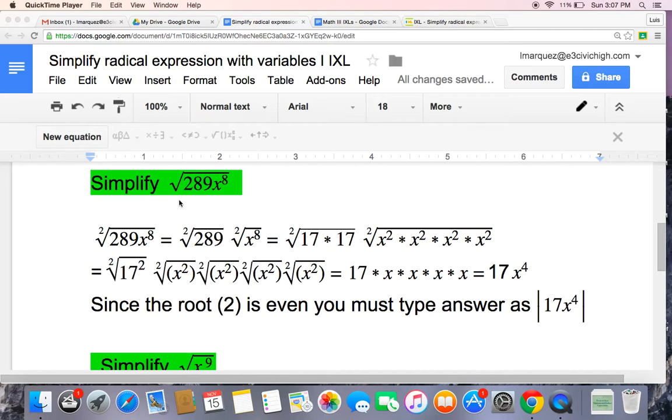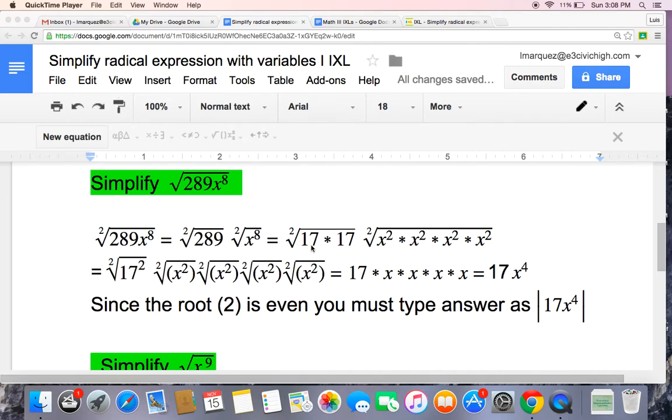Now I want to simplify the square root of 289 times x to the 8th. So first I'm going to identify my index again as 2. Then I'm going to break apart or separate my radical expression as the square root of 289 times the square root of x to the 8th. Then I'm going to factor 289 as 17 times 17, and I'm going to factor x to the 8th power as x to the second times itself 4 times.